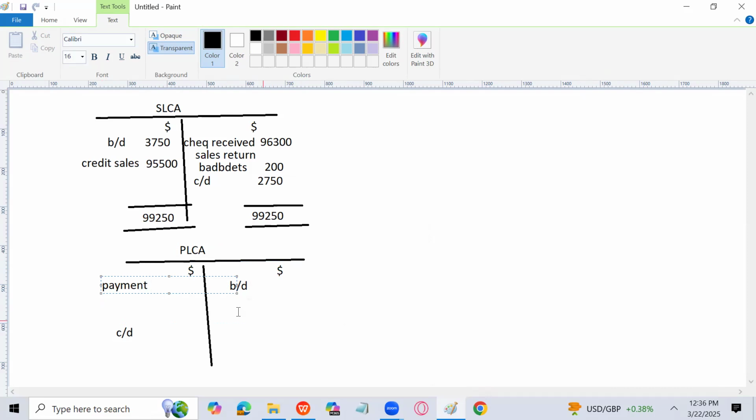Payment to trade payable I will write here. Here I'm going to write credit purchases. Here I'm going to write the purchase return. Right? Also, some more things can come over here. Discount receipt can come, is a possibility obviously, but not given in the question.